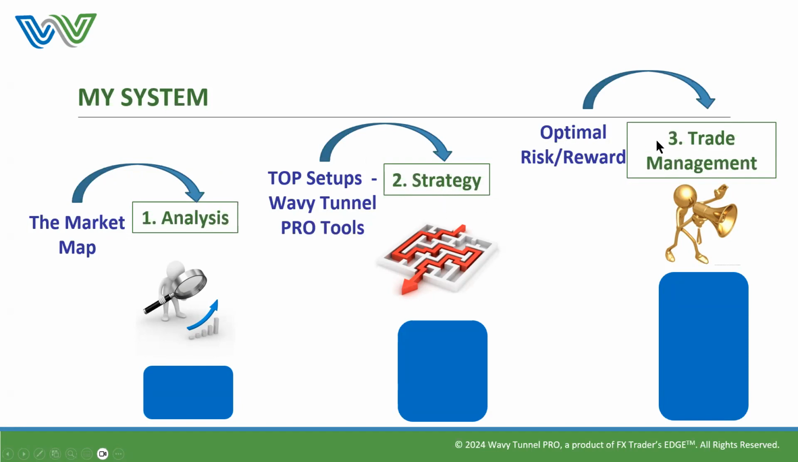And then optimal risk reward is really, really key. So knowing what your risk is, it can be a percentage of your account size, and you want to try to get your reward as big as possible so that your stats are good and you're a successful trader. Let's say you have a 50-50 win-loss ratio. If you're winning 50% of the time, well, you need to get this reward higher than your risk. And then trade management. Managing your trade is really, really key. So this is a 3-step process to my system.